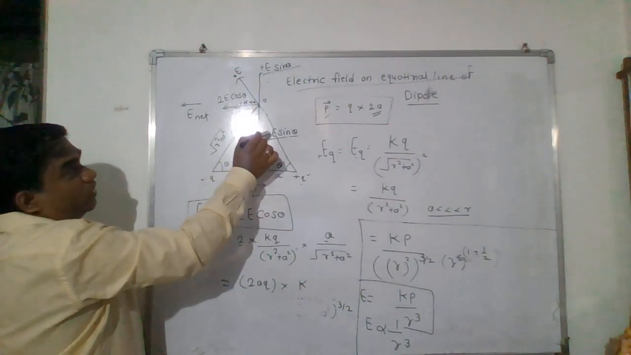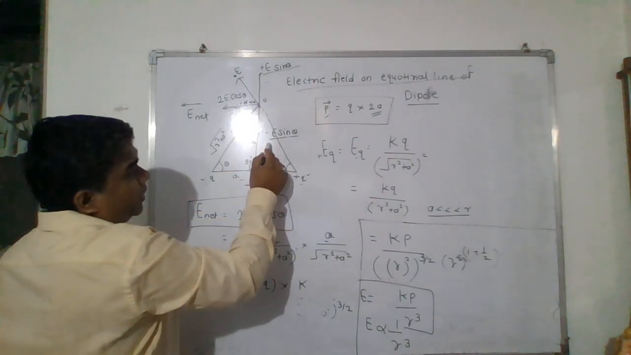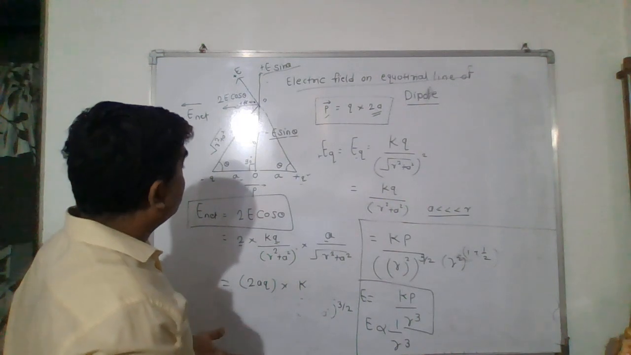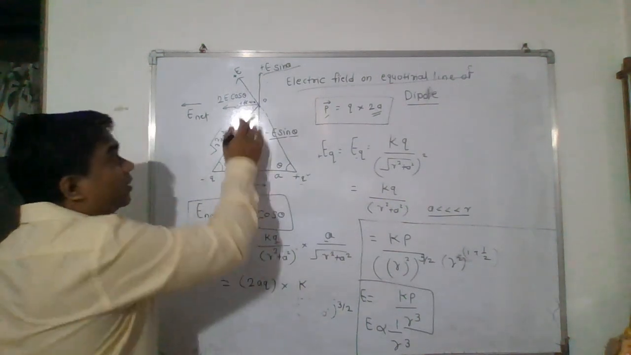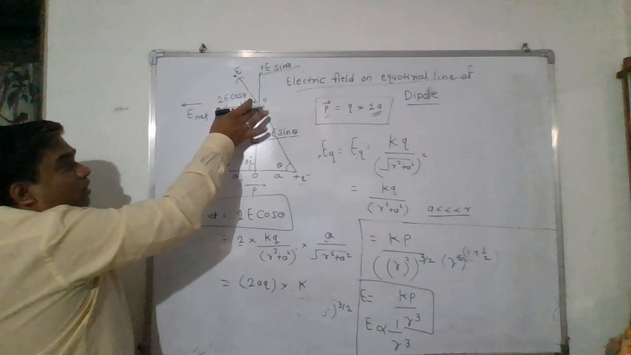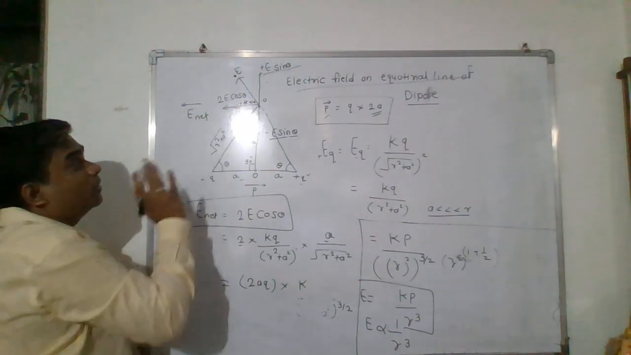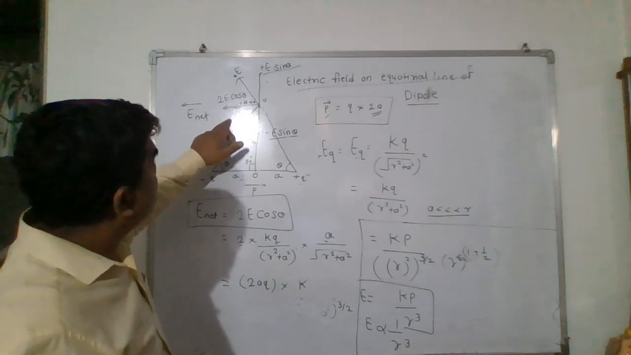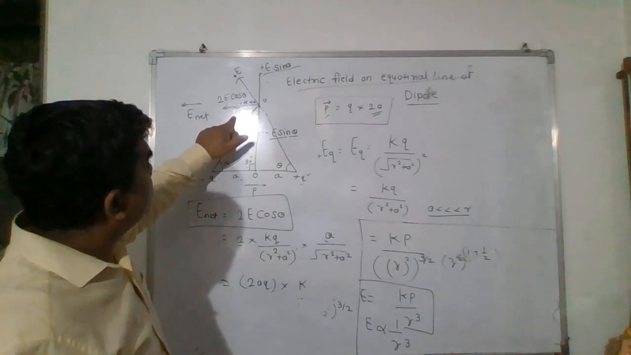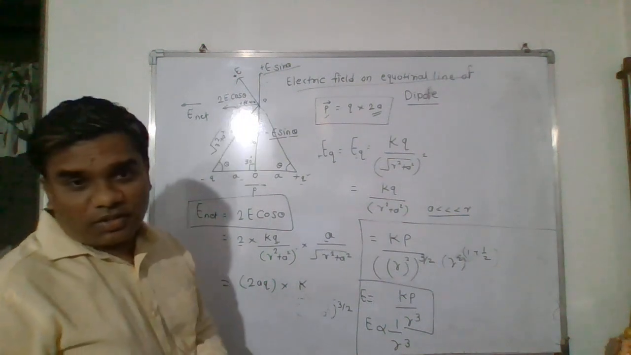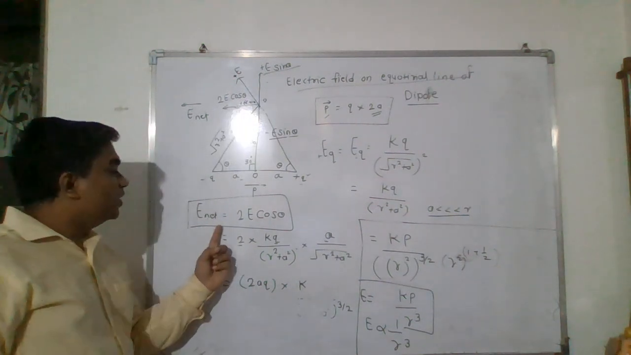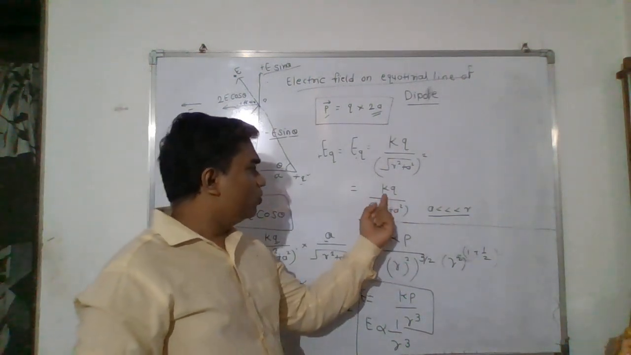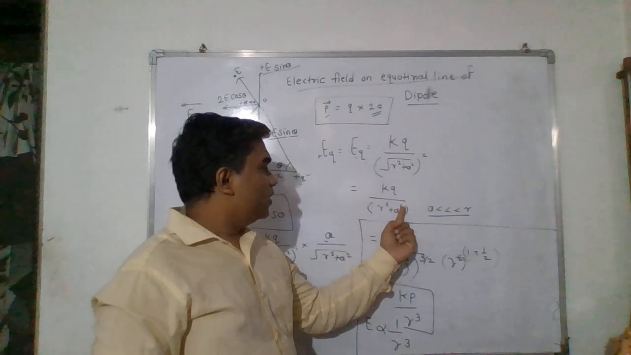We can observe here that plus E sine theta and minus E sine theta act opposite to each other and will get cancelled, nullifying each other. But with the horizontal components, we can observe both have the same direction, so we can add them here. E cos theta plus E cos theta gives you 2E cos theta. So we have written here E net is equal to 2E cos theta, and we already have the formula kq upon r square plus a square.